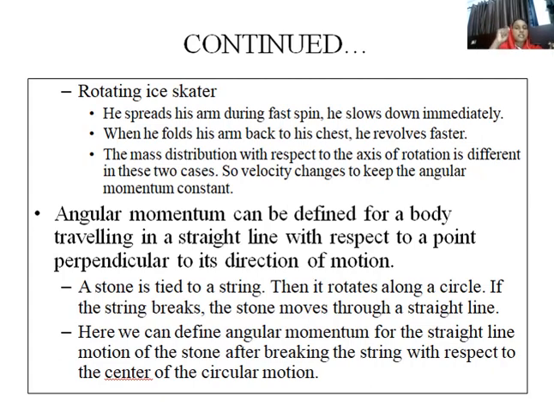Then the stone moves along a straight line. Now you can find its angular momentum with respect to the center of rotation, because this center point is perpendicular to its straight line motion. There you can find its angular momentum. That's one example of angular momentum of a body moving along a straight line. Okay.